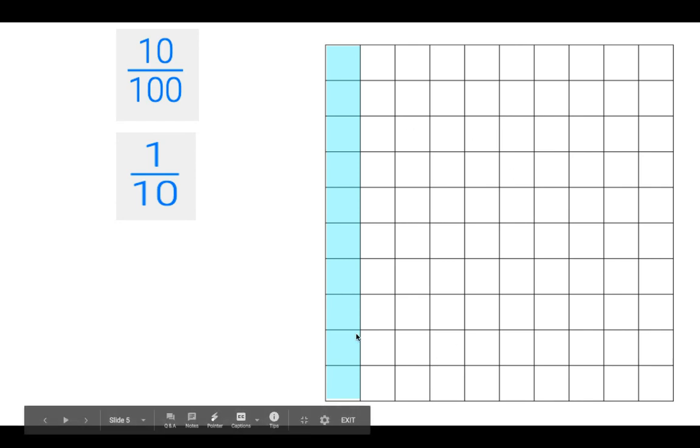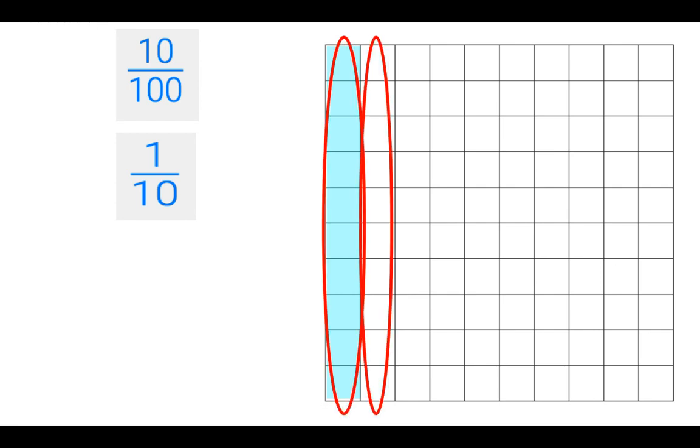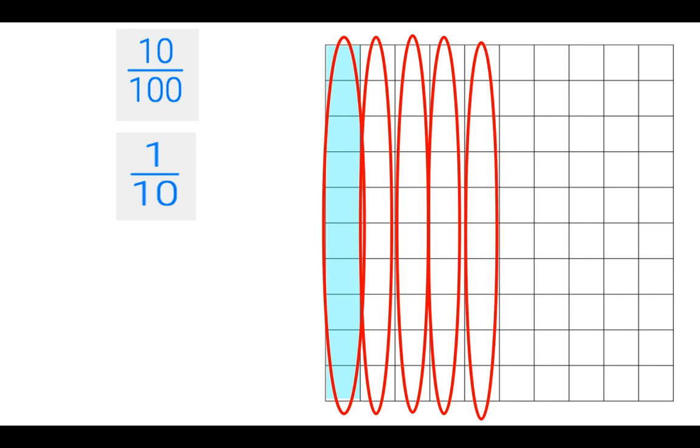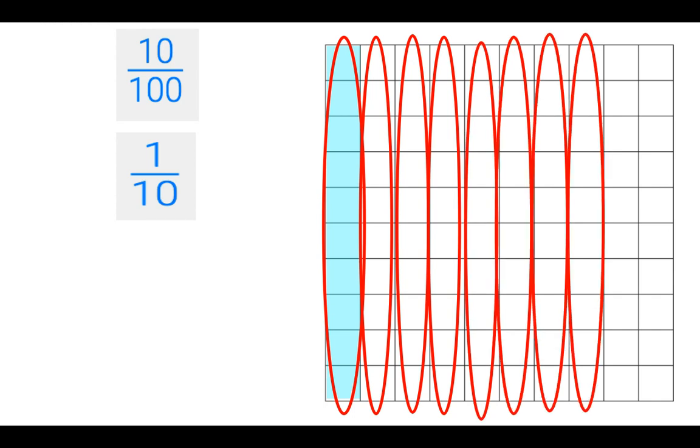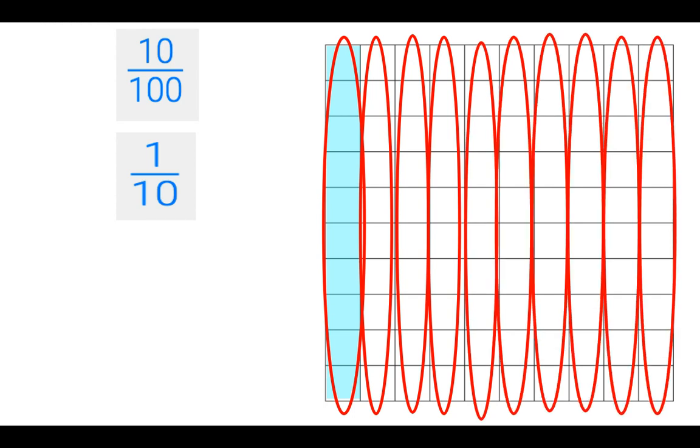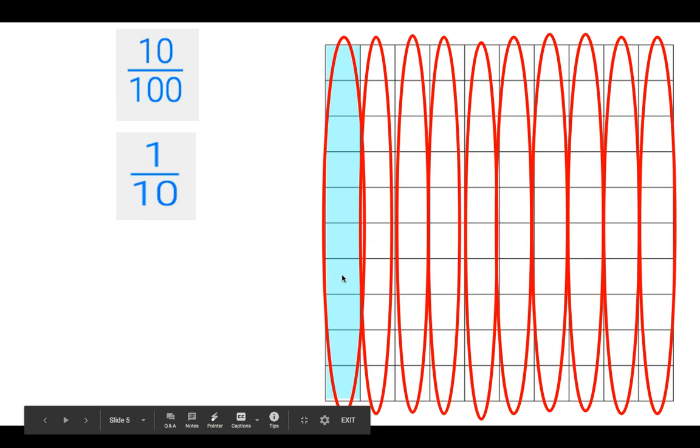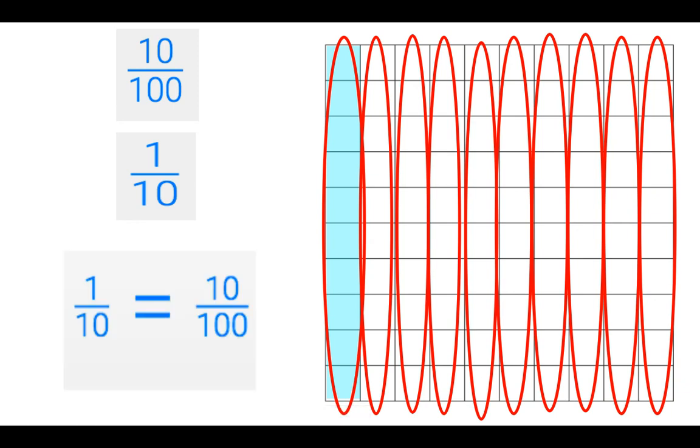So if we take our whole and we break it apart into 10 equal sections like so. 1, 2, 3, 4, 5, 6, 7, 8, 9, 10. Now my whole is broken up into 10 parts or 10 columns. And I have one of those columns that are shaded or 1/10. So we can say 1/10 is equivalent to 10/100ths.